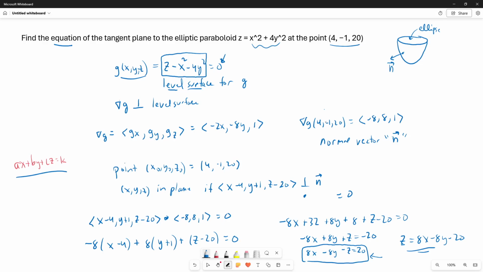So again, the main idea is that we think of the surface that we're given as being the level surface of a function of three variables. So we put all the variables on one side so that we'll get a 0 on the other side. And then this is a function of x, y, and z, a function of three variables. And then the gradient of that function will be perpendicular to this level surface. And that will give us our normal vector.